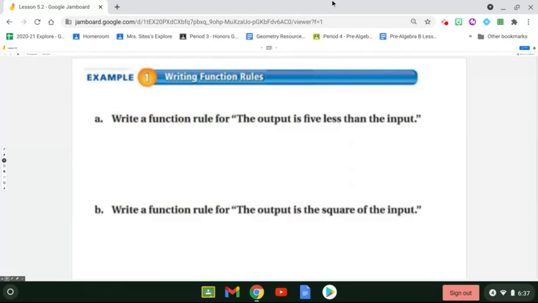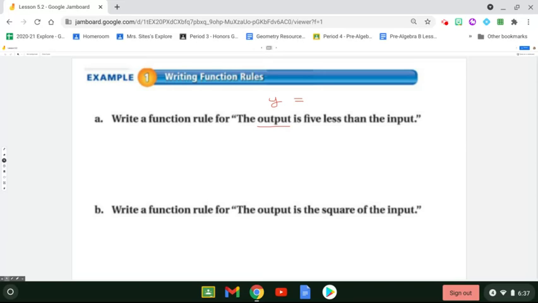We're going to practice today writing these function rules as well. So to write a function rule, we know that an output means that we have a y. In math, the word is means equals. And then we're going to use the rest of it to help us, using some math symbols, to write the rest of the function rule.